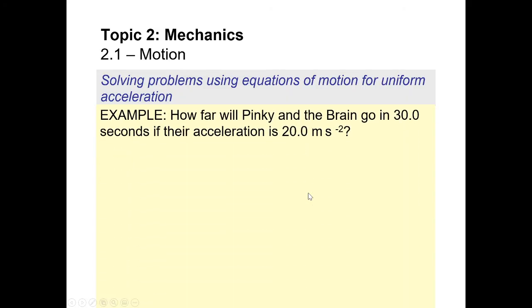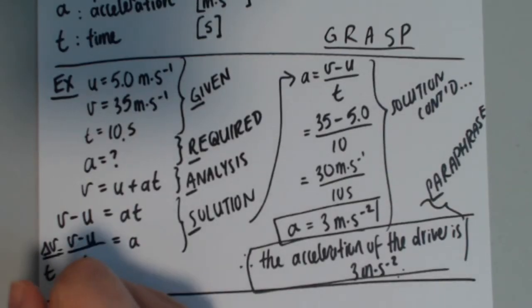All right, so how far will Pinky and the Brain go in 30 seconds if their acceleration is 20 meters per second squared? I hope you have the question there in front of you with the slides. We're going to move to the piece of paper and solve this problem.